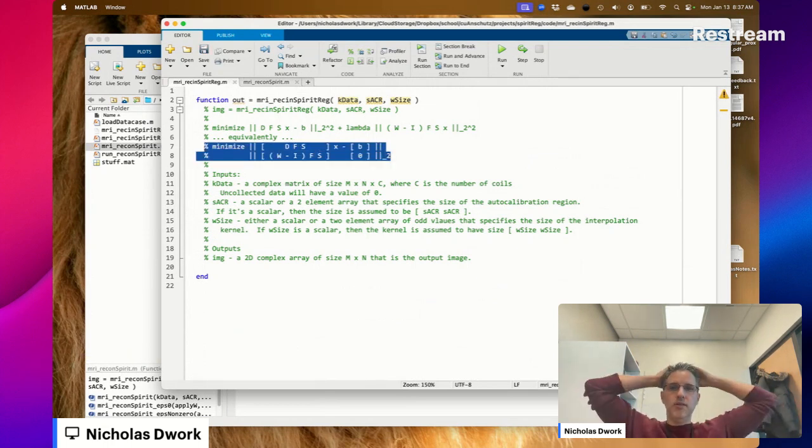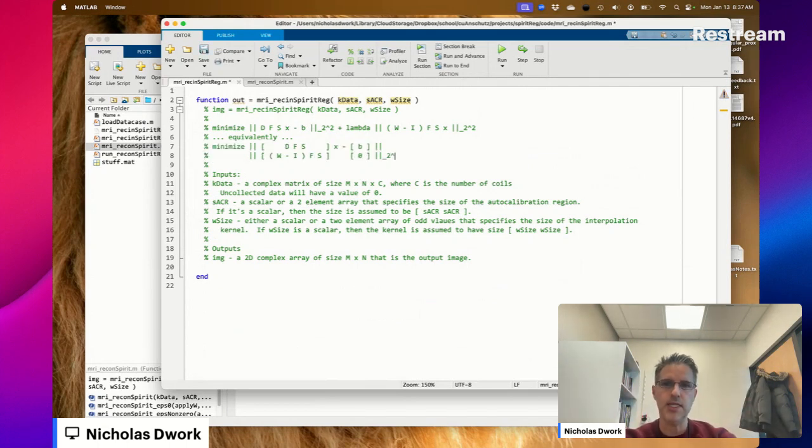That's the equivalent least squares problem. Obviously I could do this, because minimizing the square of a norm is the same thing as minimizing a norm. So taking that away, this is a least squares problem. These two things are equivalent. Okay, great. So now we're going to call LSQR on this.